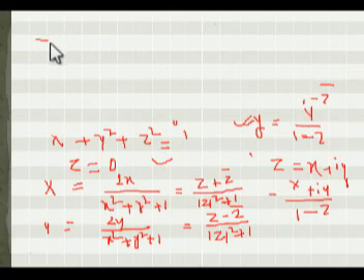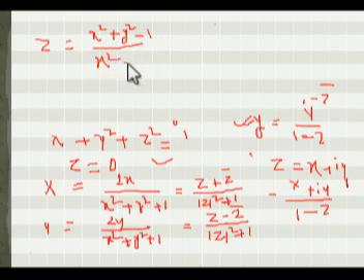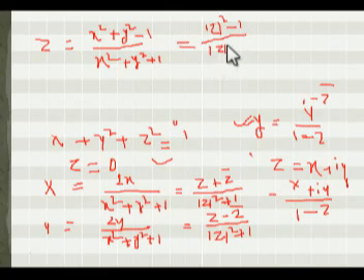The point z can be represented in this way. Z will be x square plus y square minus 1 by x square plus y square plus 1. You can verify this result. It is very easy to find out. This will be mod of z square minus 1 by mod of z square plus 1.